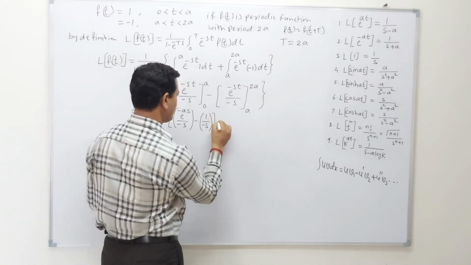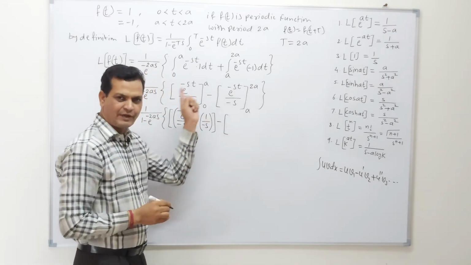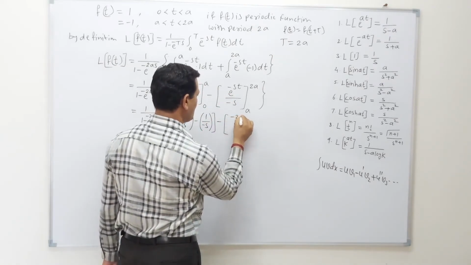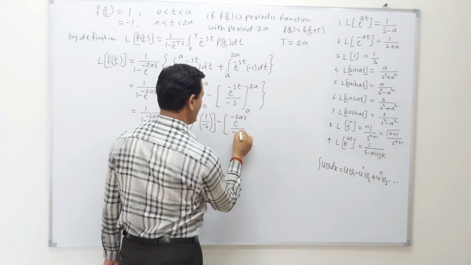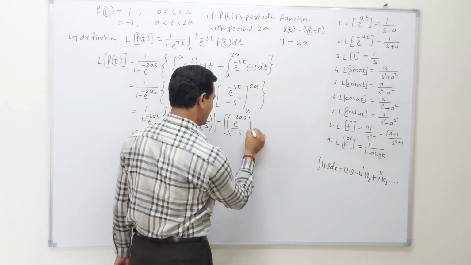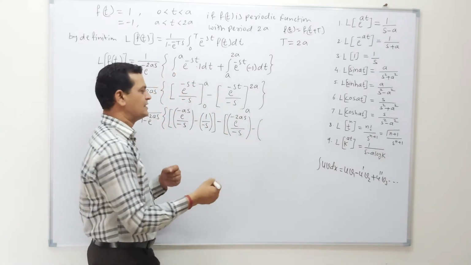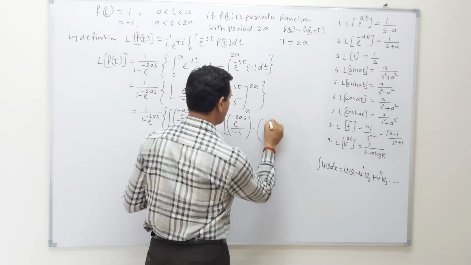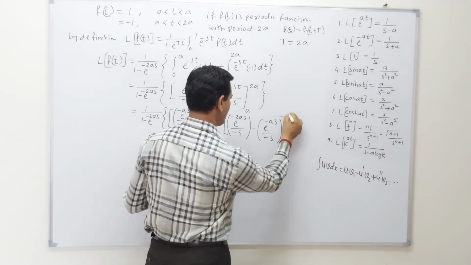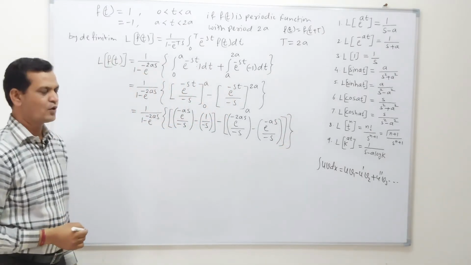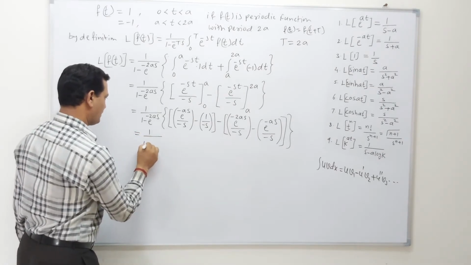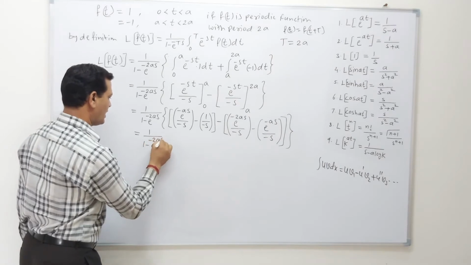This is for the first term. Minus, again put the upper and lower limit values for the second term. We get e raised to minus 2as upon minus s for the upper limit, in a circular bracket, minus the value of the lower limit, which is a, so we write e raised to minus as upon minus s. Now this is over, and this curly bracket will also get over. Once again simplify this term: we get 1 upon 1 minus e raised to minus 2as, then in brackets.